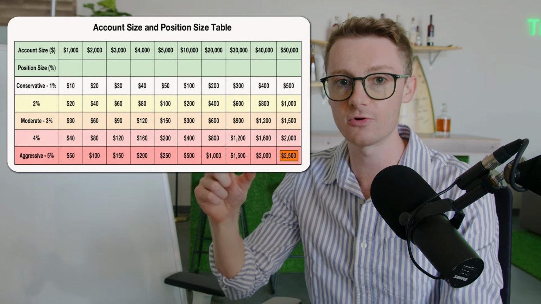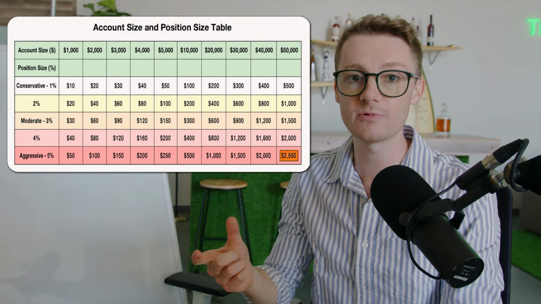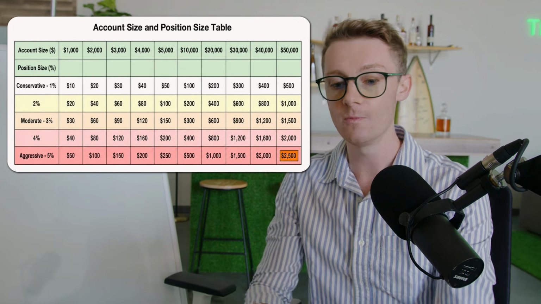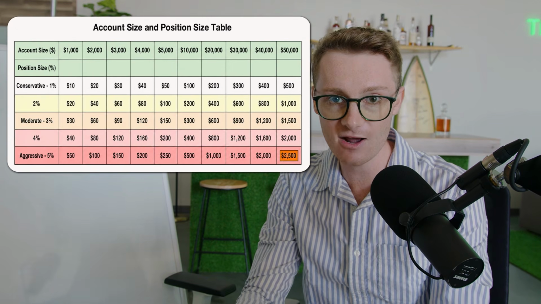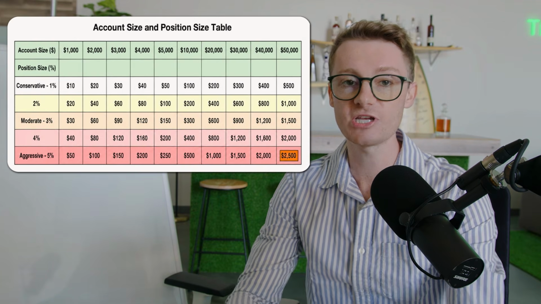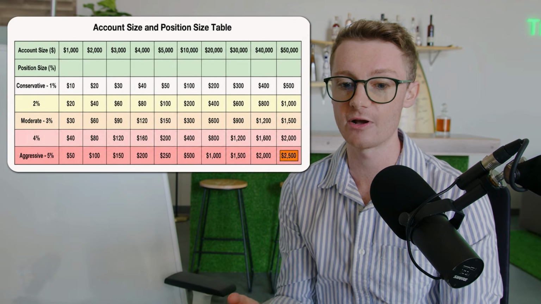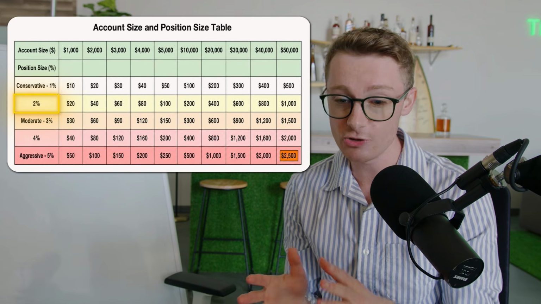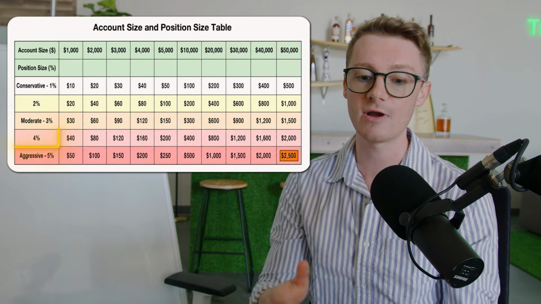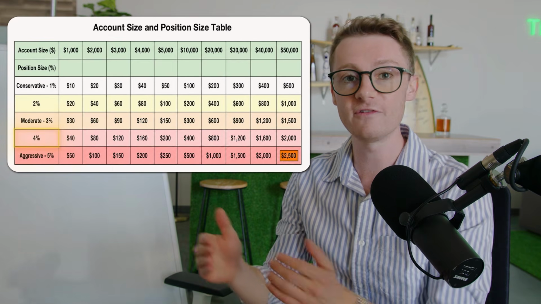5% is going to be aggressive. Anything more than 5% is not really recommended. So keeping it under 5 is going to help you manage risk properly and get to that $100 daily goal. So you really just have to look at this and be honest with yourself. Are you going to start out conservative, maybe somewhere in the middle between conservative and moderate, which would be 2%, or somewhere between moderate and aggressive, so maybe 4 or even 5%.